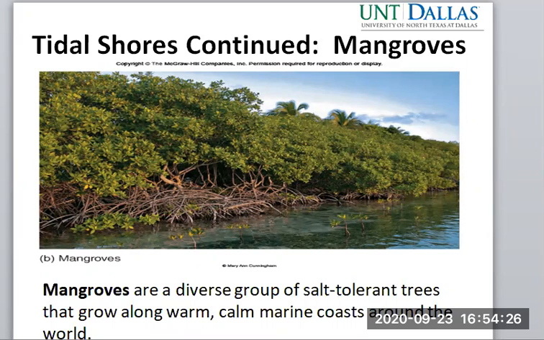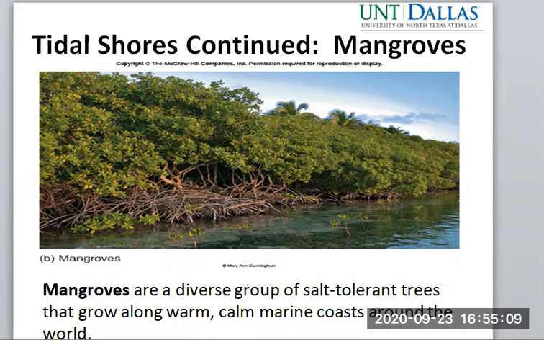Talking about the tidal shores, mangroves are a diverse group of salt tolerant trees that grow along the warm, calm marine coasts around the world. These mangroves grow in shallow tidal mud flats, they help to stabilize the shorelines, they blunt the force of storms, and they build the land by trapping sediments and organic material. It has been found that after the devastating Indonesian tsunami of 2004, studies showed that mangroves, where they still stood, helped reduce the speed, height, and turbulence of tsunami waves.